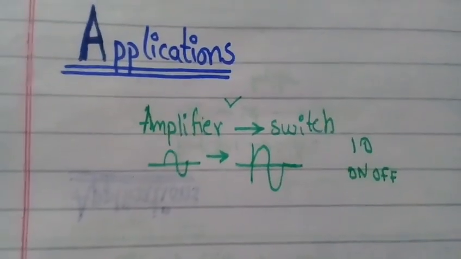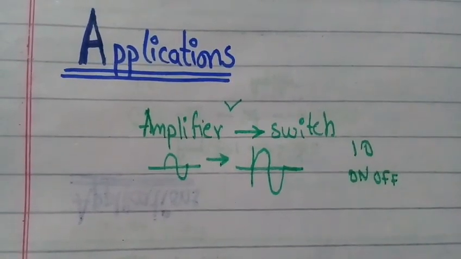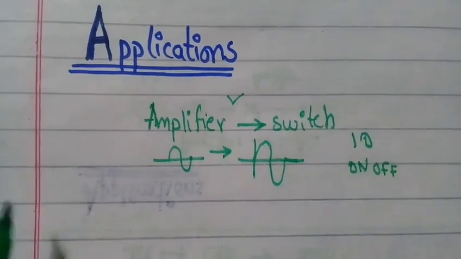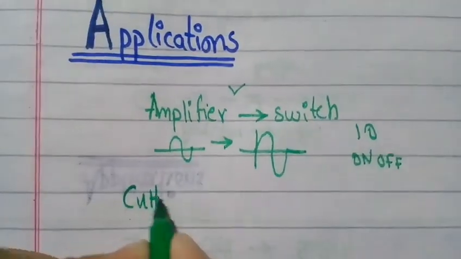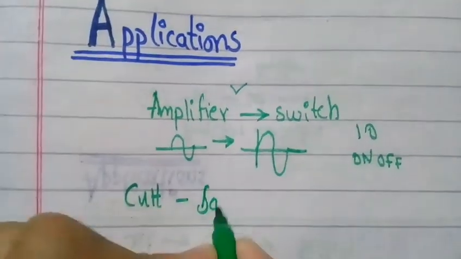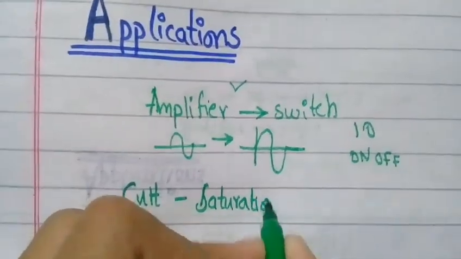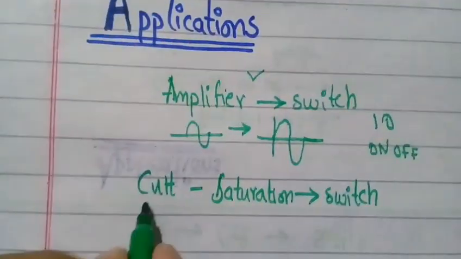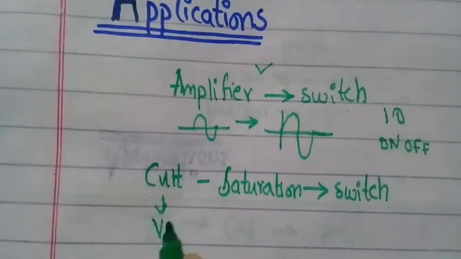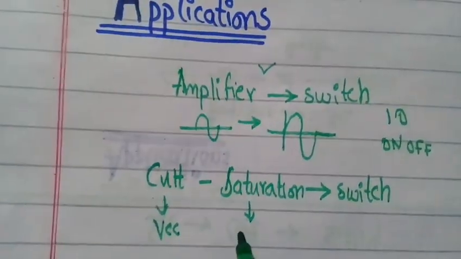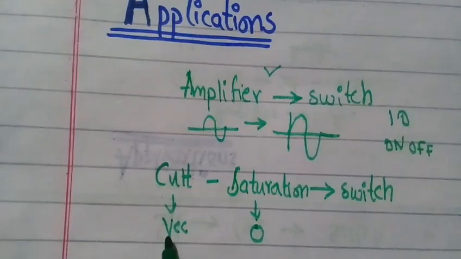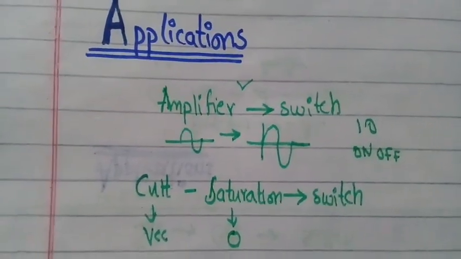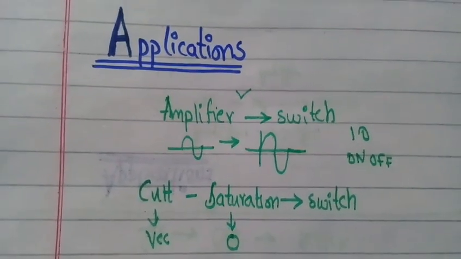So guys, in these modes of operation, the cutoff mode, the saturation mode and the active mode, we see some applications of the transistor. In cutoff mode and in saturation mode, our transistor will be used as a switch, because in cutoff mode VCE is equal to VCC. In saturation mode the VCE is approximately equal to 0. So this becomes 1, this becomes 0. Therefore our transistor is used as a switch in cutoff mode and in saturation mode.